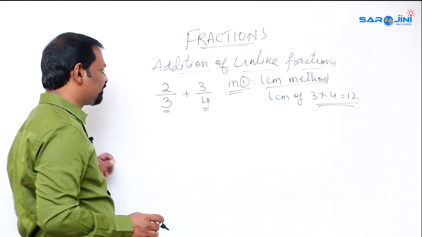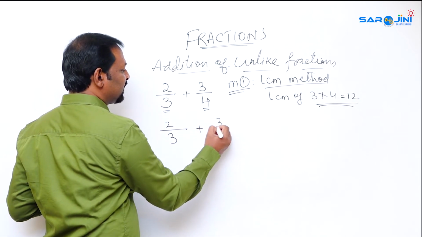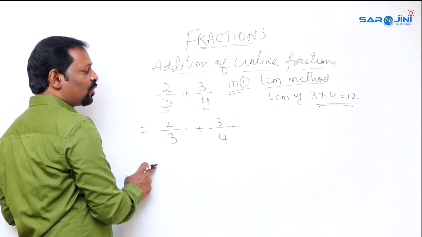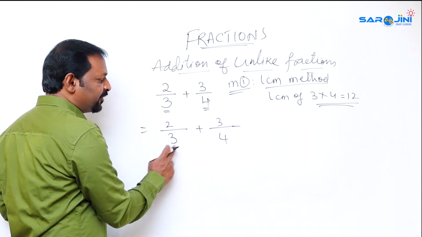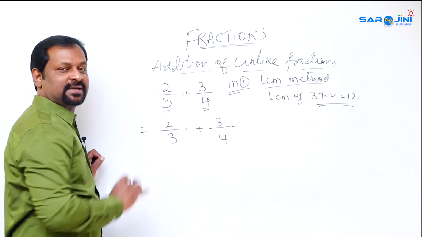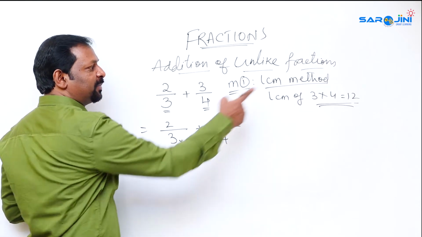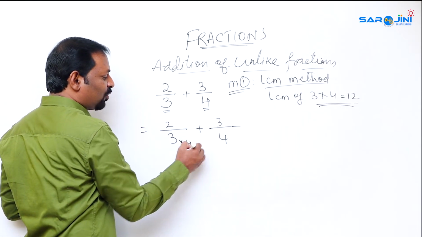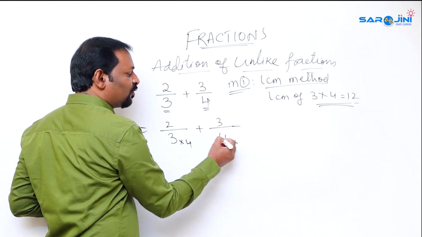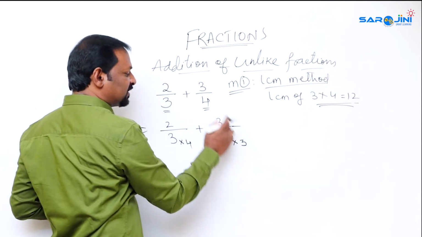3 4s are 12. Now 2 by 3 and 3 by 4 is the question given; I am writing the question. What should be multiplied to these denominators to get 12? That we have to check. 3 into what should be multiplied to get 12? It is 4. Similarly here, 4 into what should be multiplied to make it 12? It is 3. 4 3s are 12.